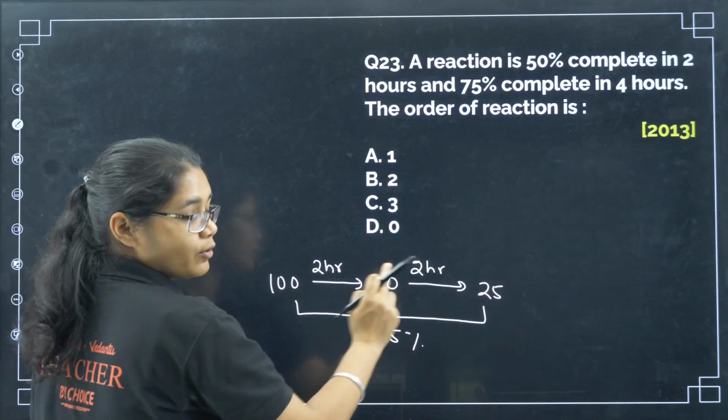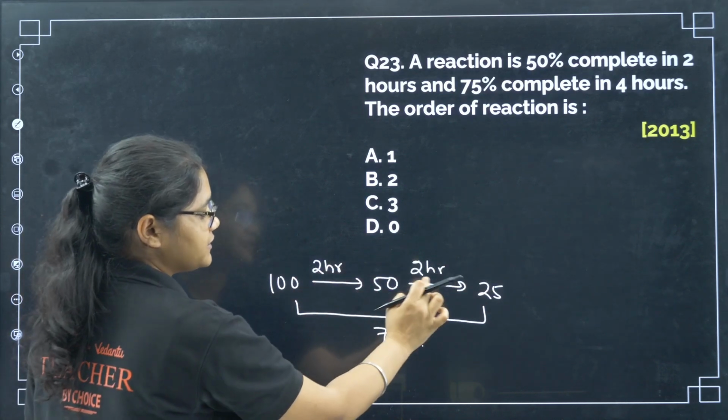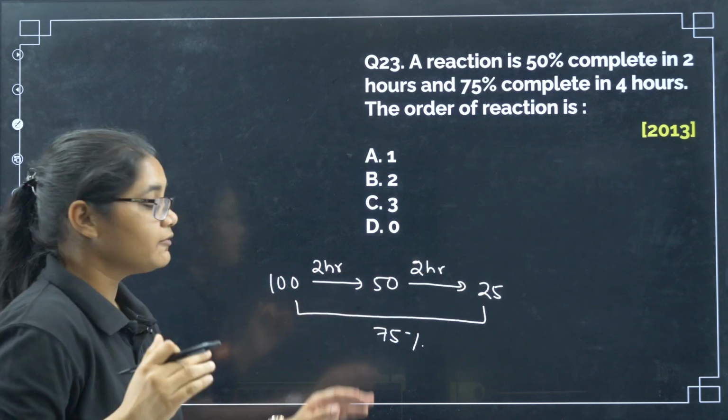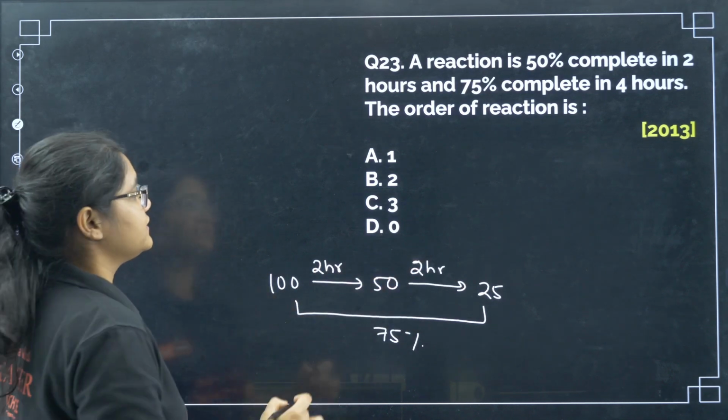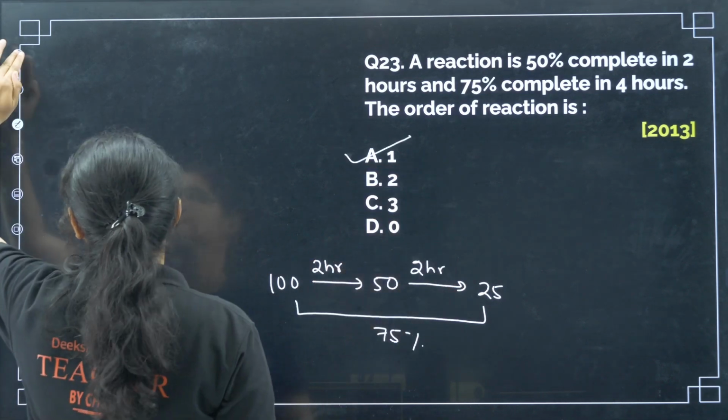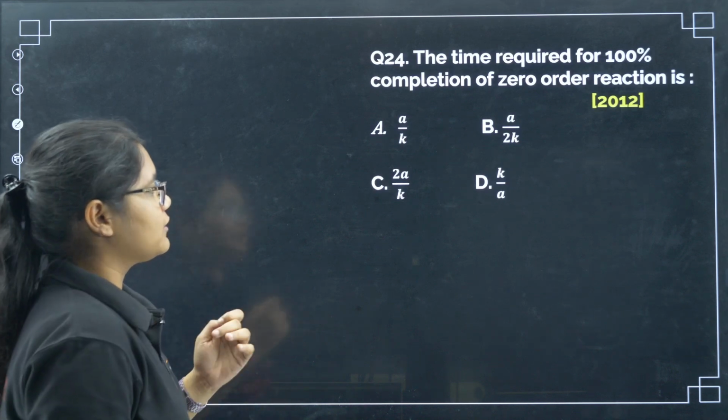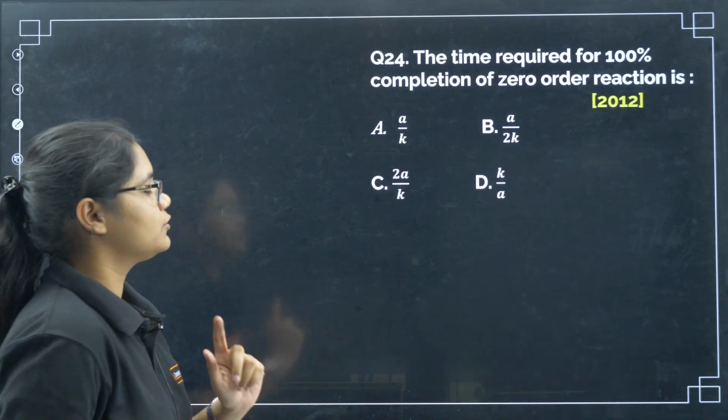75% in 4 hours, right? The half-life is independent of the initial concentration. So this is your first order reaction, option A. Okay, next, the time required for 100% completion of a 0th order reaction is?